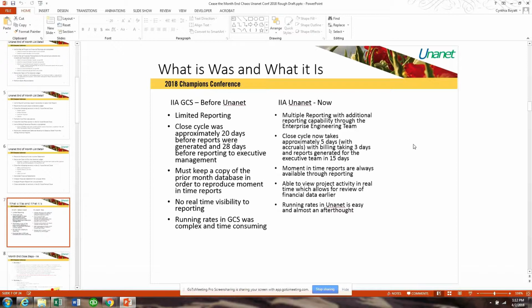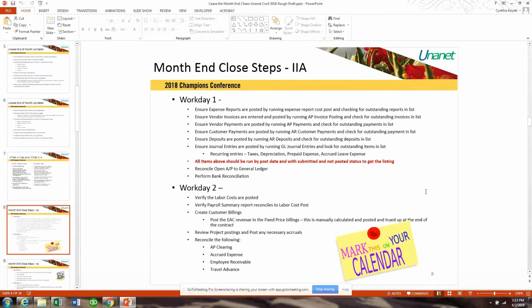We get moment in time reporting. We are able to do meetings with our operations team on a regular basis during the month to see where their projects are, something we couldn't do with GCS. And we can view project activity in real time, and we run the rates literally with the click of a button now. So how did we get there?